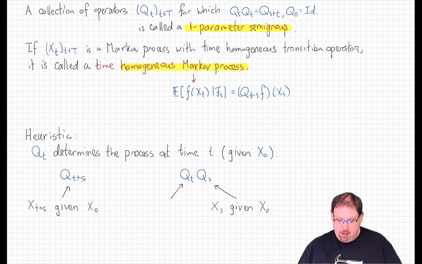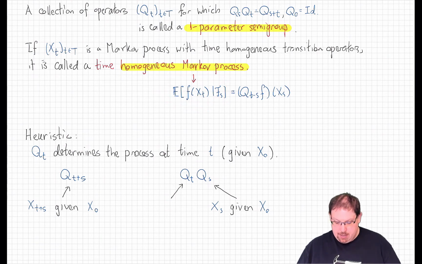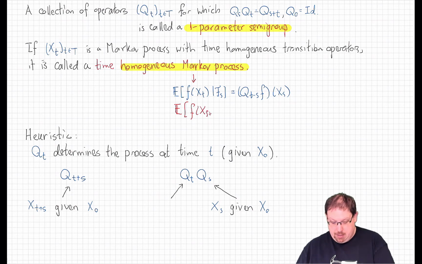And just to clarify, what that means is exactly this. For any bounded measurable function f on the state space, the conditional expectation of f at X_t given F_s is exactly Q_{t-s} applied to f, evaluated at X_s. Perhaps it would be better to write this in the form: the conditional expectation of f at X_{s+t} given F_s is Q_t f at X_s.